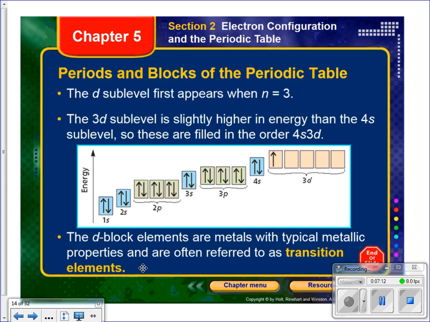All right, the d orbital, these are called transition metals. So this goes from groups 3 through 12. These elements are all metals. They are all excellent conductors of heat and electricity. They are malleable, they are ductile, they have luster. Remember, malleable means that we can bend them or shape them. Ductile means that we can draw it into wire.